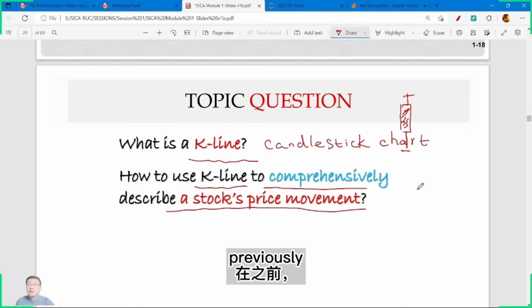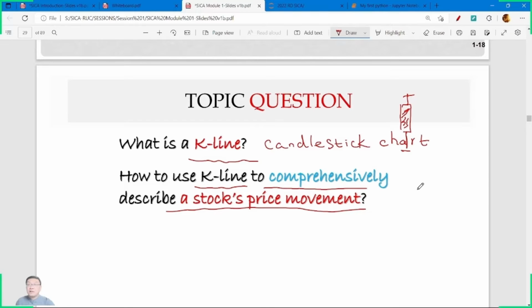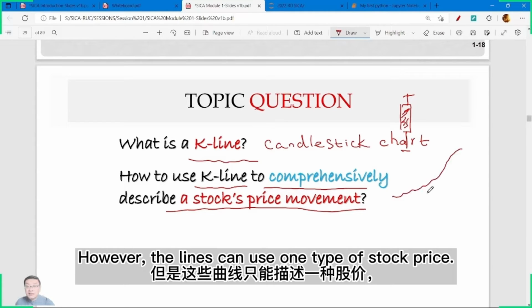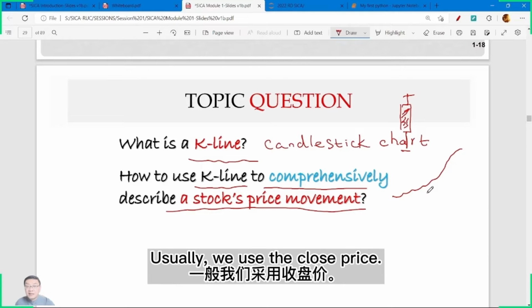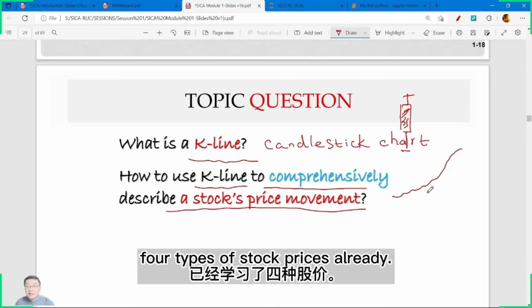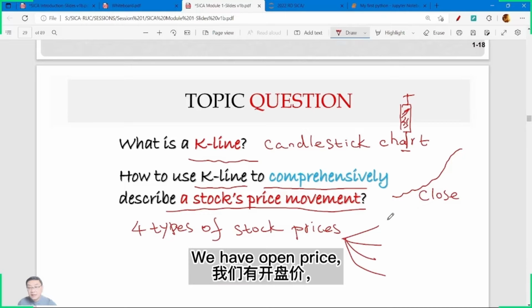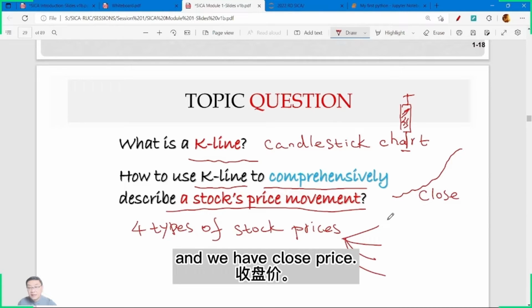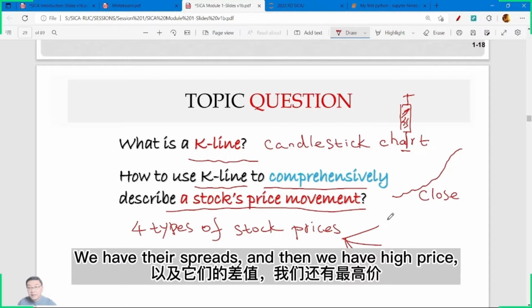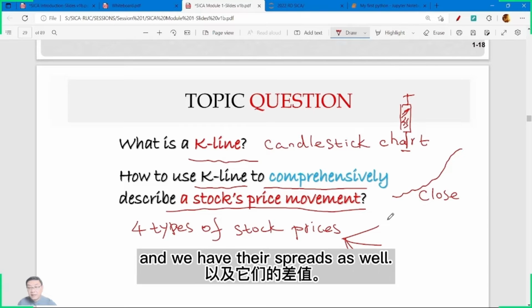Previously we already have lines to describe the stock price movement trend. However, the lines can use only one type of stock price. Usually we use the close price. However, we have learned 4 types of stock prices already. We have open price and close price, and we have their spread. And then we have high price and low price, and we have their spread as well.